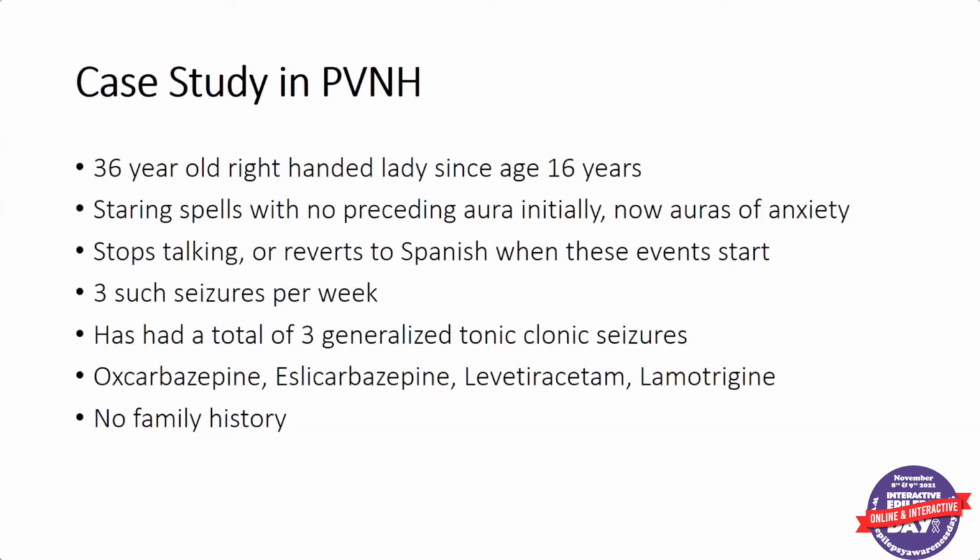She is intractable, or medically resistant to treatment, and has been on several anti-seizure drugs such as oxcarbazepine, Aptiom, levetiracetam, and lamotrigine. And again, this is very typical of this condition where repeated medication trials fail to help the seizures for any length of time. Importantly, and in light of what Dr. Tandon just discussed, there is no significant family history in this particular patient.